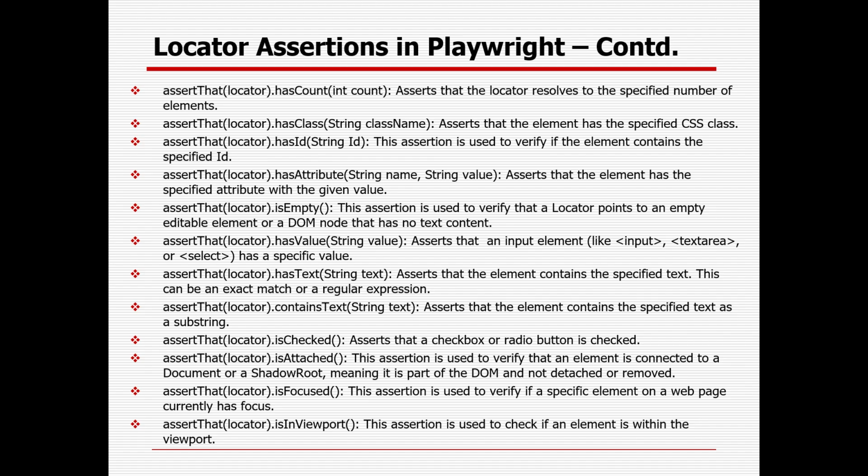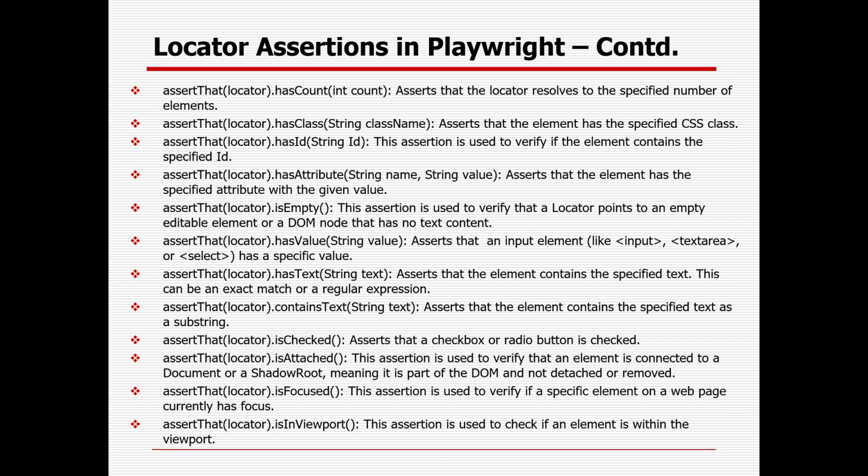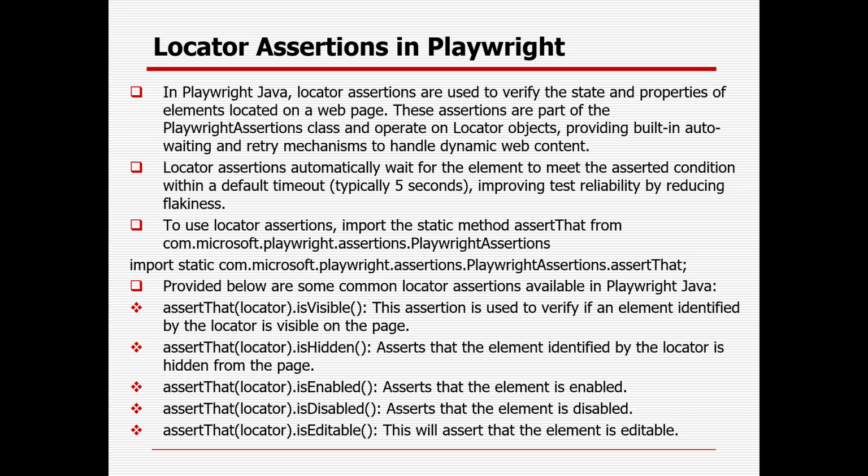hasText, you can check the complete text. containsText will work specifically for a partial part or substring, or using a regular expression as well. isChecked will work primarily for radio buttons or checkboxes. isAttached, you can check whether that element is attached to the DOM or not, a part of the DOM or detached or removed. isFocused will only work whenever the current element is focused. And the last one is isInViewport, an assertion used to check if an element is within the viewport. So these are the very critical and important locator assertions available in Playwright.